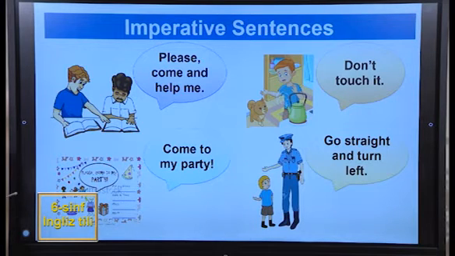Dear pupils, today we have a grammar reference, imperative sentences.